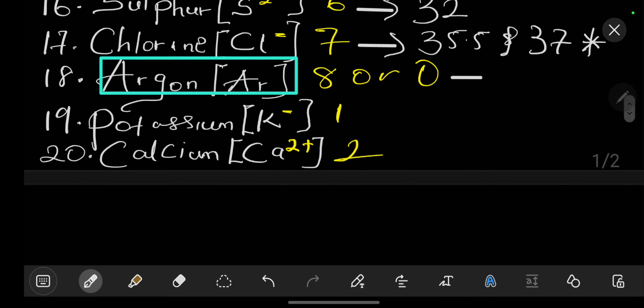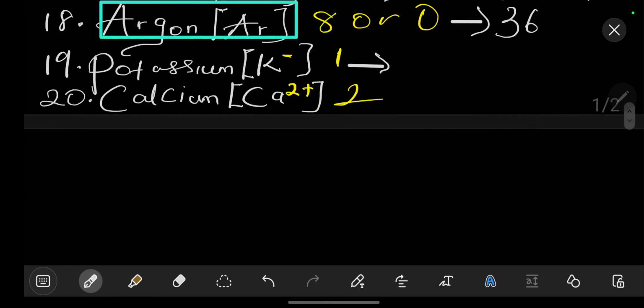Argon is the 18th element. 18, of course, is an even number. 18 times 2 is 36. See that now? Potassium is 19. 19 is an odd number. 19 times 2 gives us 38 plus 1. That's 39. Now, calcium is an even number, beg your pardon. So that's 20, right? 20 times 2, that gives us 40.